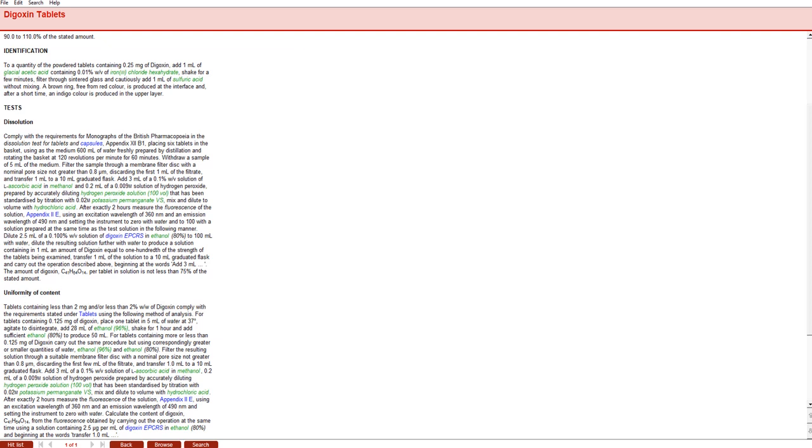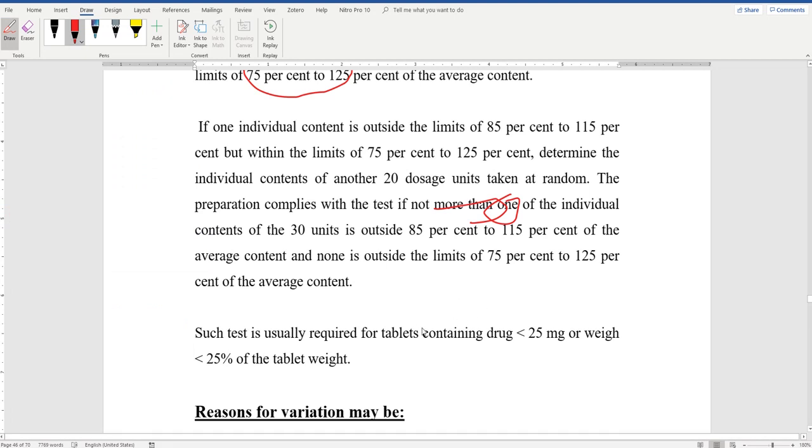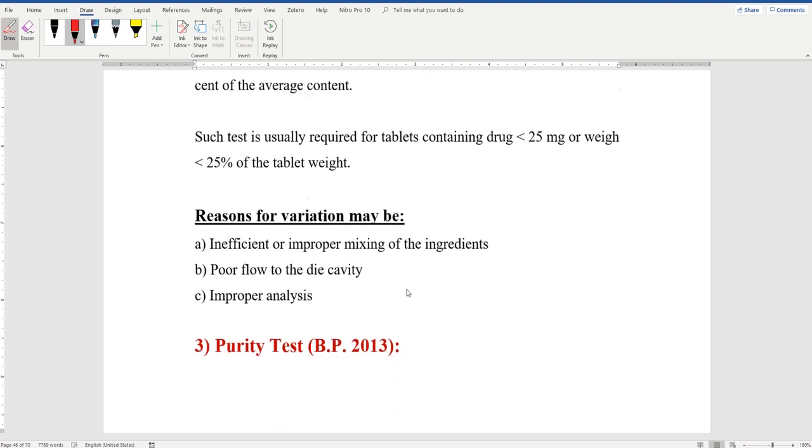Okay? So this is applied only for tablets containing small quantity of drug. And if you use this test, then you do not need to perform another test which is referred to as weight variation test. And if you are not required to do the uniformity of content test, then you have to do weight variation test.